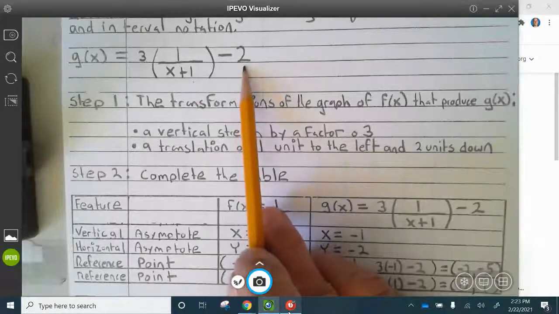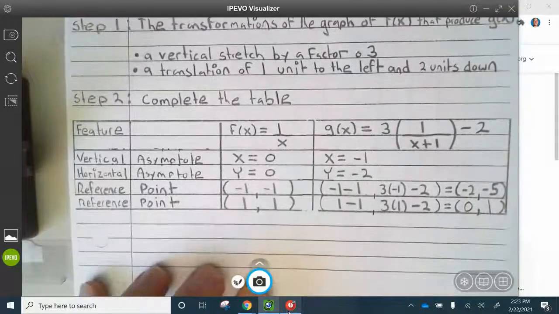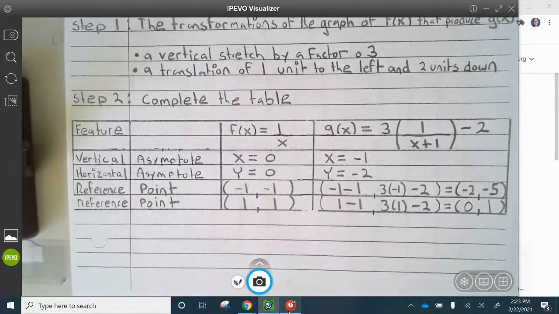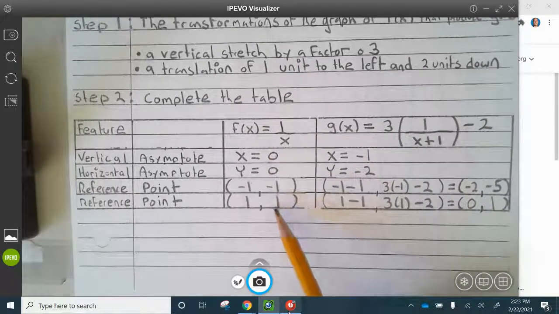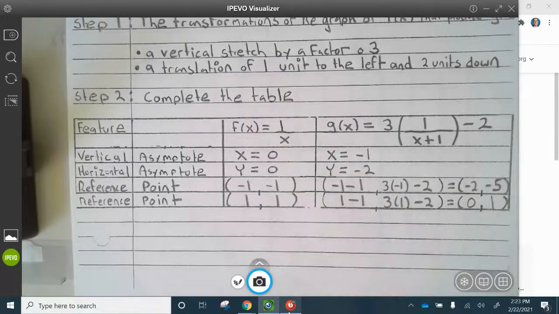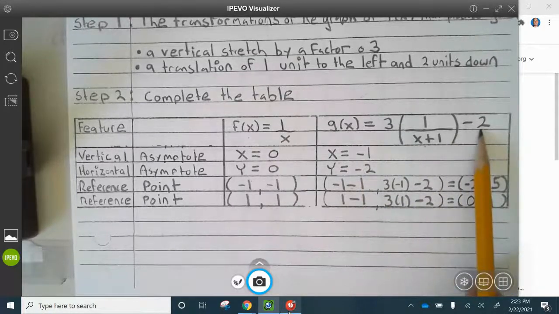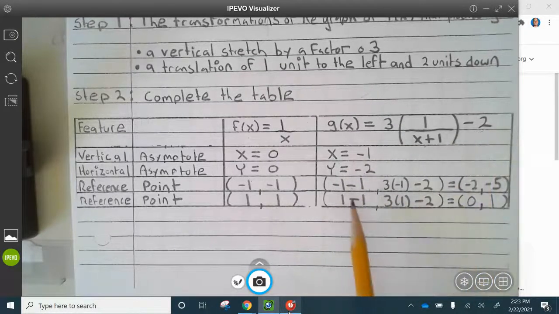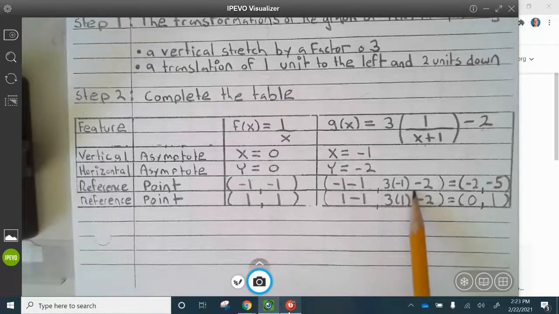When g of x equals 3, parentheses 1 divided by x plus 1 minus 2, our asymptote is x equals -1 because that makes it 0, and y equals -2 because that's here. And then here we have -1 minus 1, comma, 3, parentheses -1 minus 2, which gives us the point -2, -5 as a reference point. And 1 minus 1 times 3 times 1 minus 2 gives us a reference point of 0 times 1. All right, go ahead and finish up step 2.